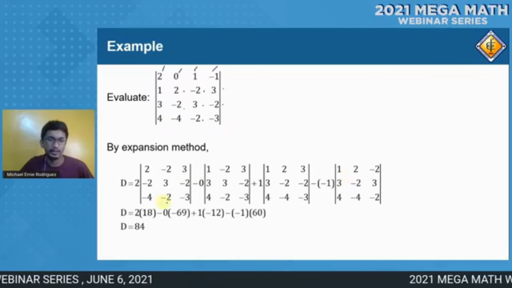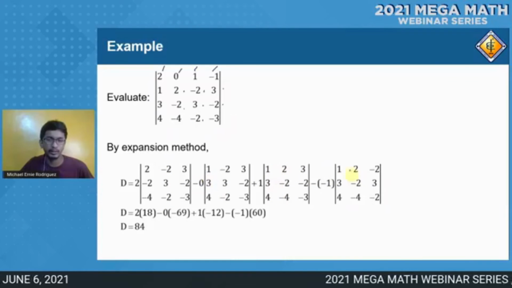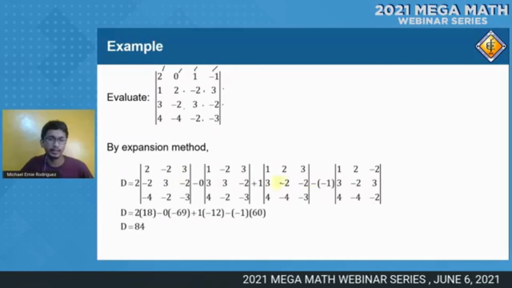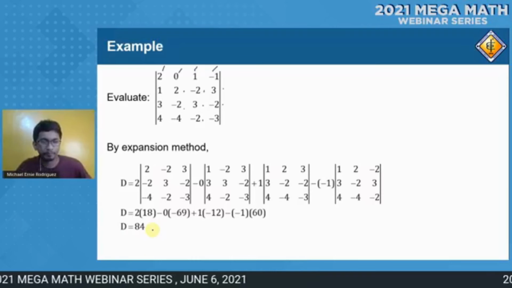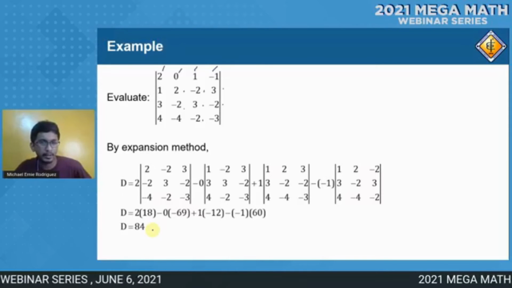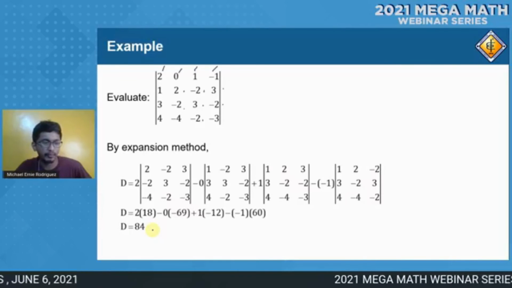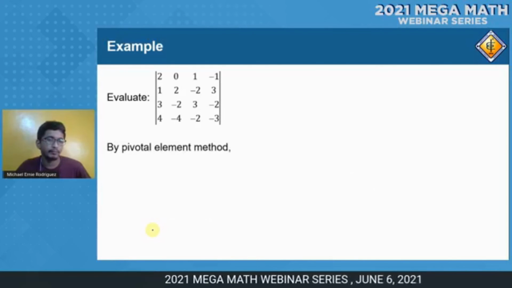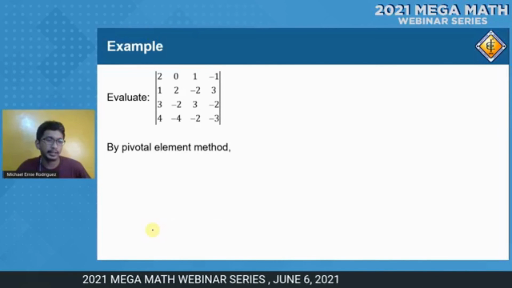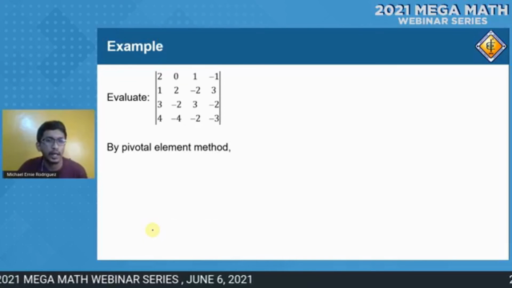Okay? And then, solve natin kada determinant ng 3 by 3 matrix. So, we have this. Our answer is 84. Okay? Kung ang napili niyong method is the pivotal element method. Okay? Pivotal element method. Pipili tayo ng isa, which is equal to 1.